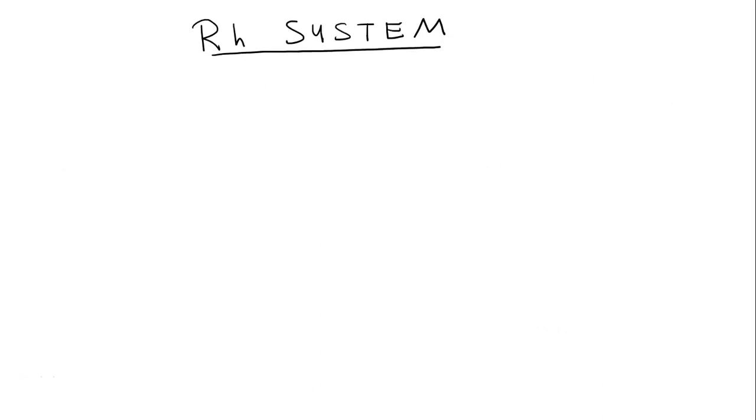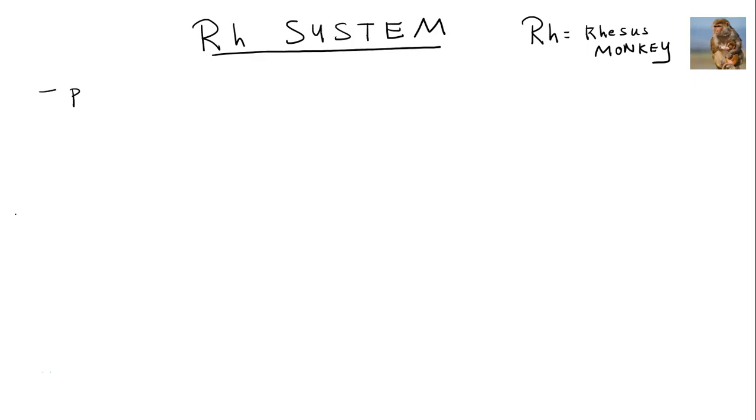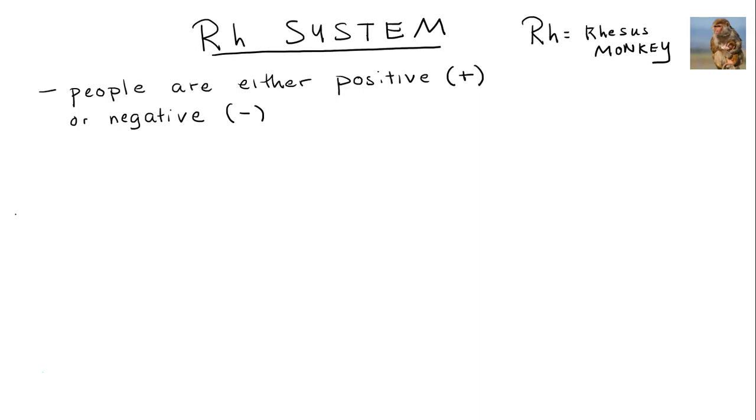The Rh system gets its name because it was originally discovered in the rhesus monkey. There's a little picture of the rhesus monkey. People are either positive or negative. In this case, it's not a multi-allele system. You're either one or the other, and so typical genetics apply. Again, it refers to the antigens found on red blood cells. And why is this an issue? Well, it can become an issue if a woman gets pregnant. Let's take a look at what happens in pregnancy.